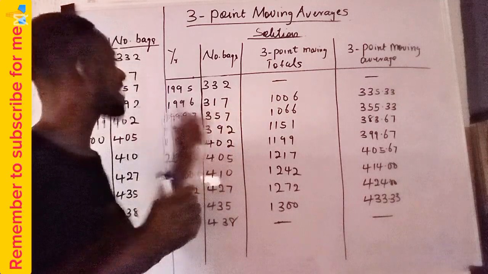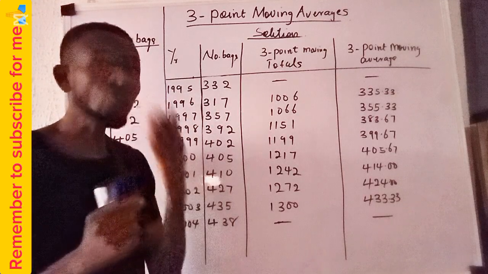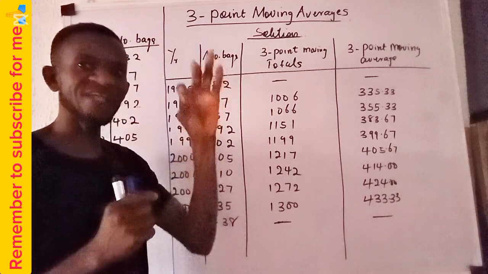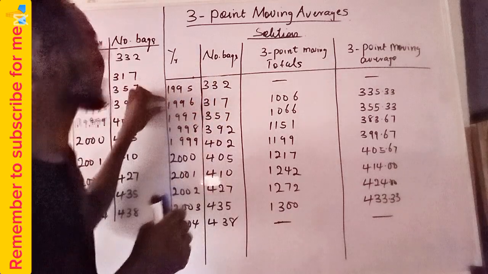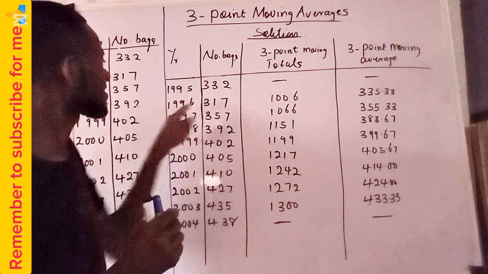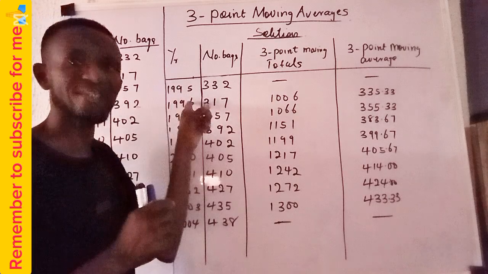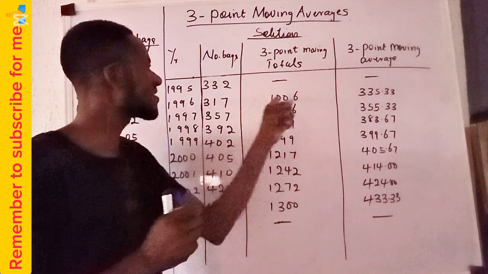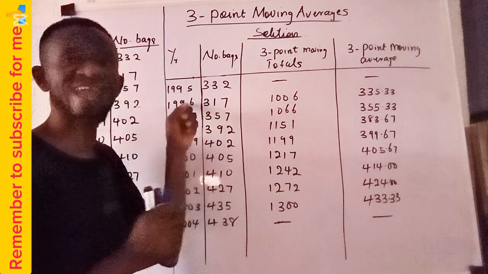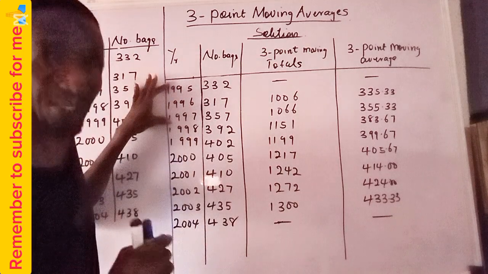So we are not going to write it against 1995. We are not going to write it against 1997. What we are saying is that we are going to obtain the center point of these years 1995, 1996, and 1997. And the center point falls on this year 1996. And that is the reason why we recorded this total 1006 against this year 1996, because it is the center point between these 3 years.